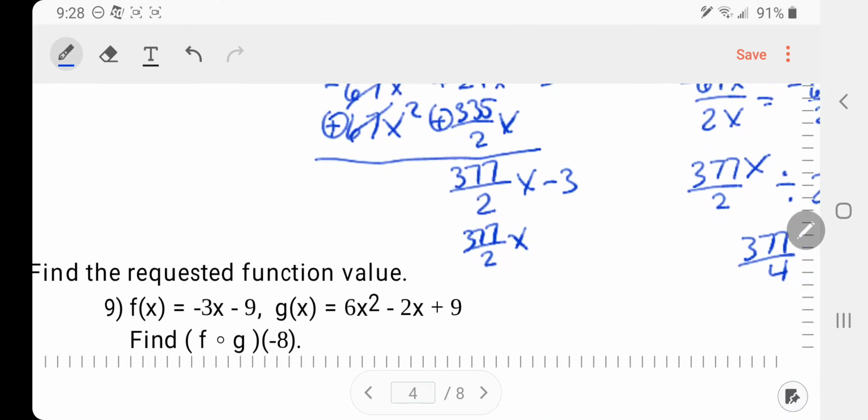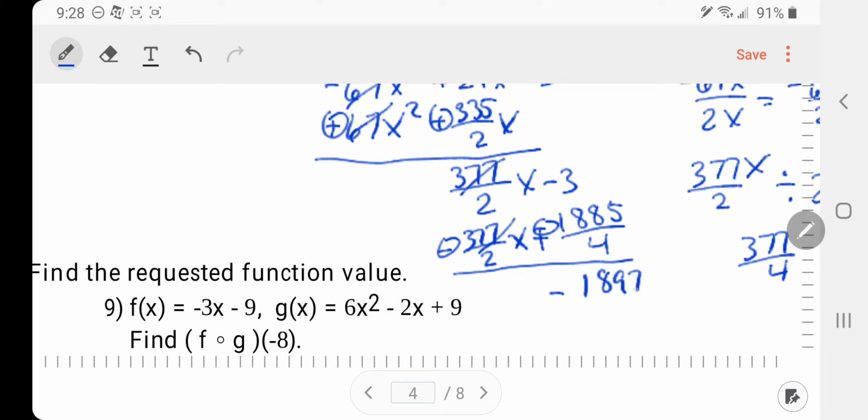1,885 over 4. Plus 1,885 over 4. Draw the line. Change the signs. Cancel. Now, calculator time. -3 minus 1,885 over 4. The survey says negative 1,897 over 4. That is the remainder.